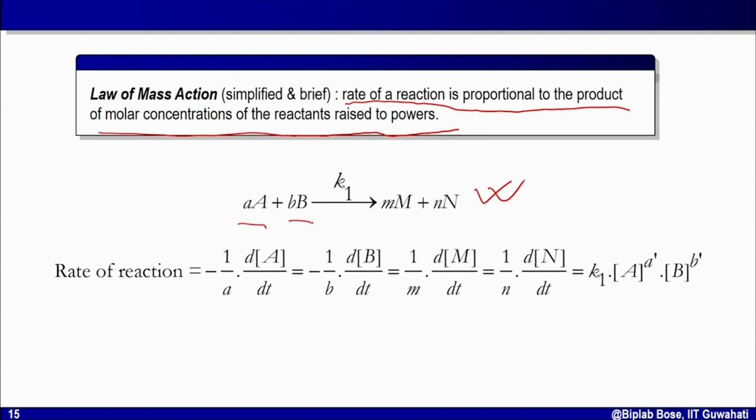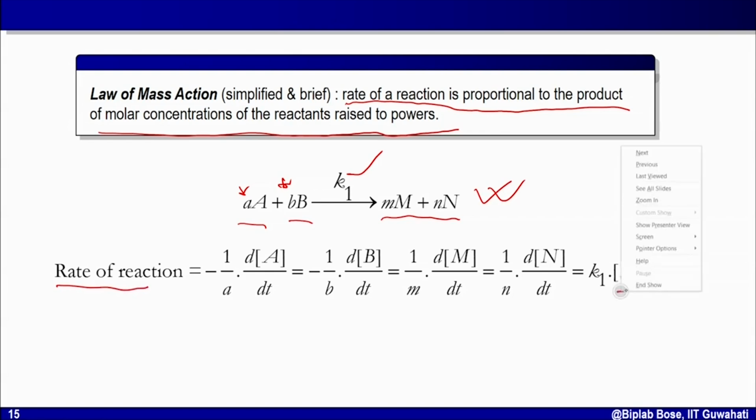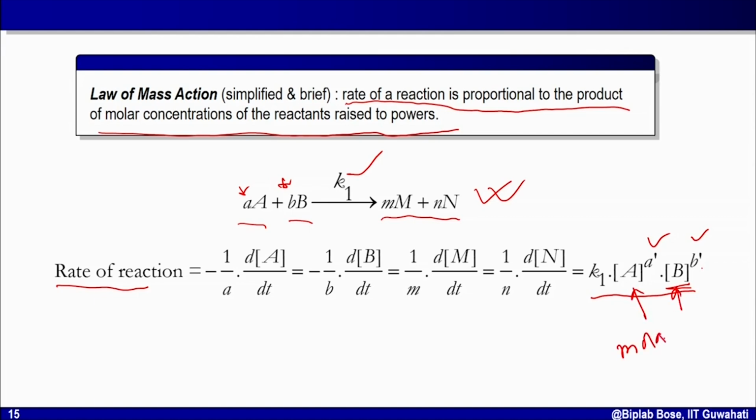A is reacting with B. These small a and small b are stoichiometric constants, giving rise to M and N with a rate constant K1. So the rate of reaction should be proportional to the concentration of each of these reactants, A and B, raised to a power. So it is written as: rate of reaction equals K1 times the concentration of A to the power a prime, times the concentration of B to the power b prime. Remember, both of these in square brackets are molar concentrations.